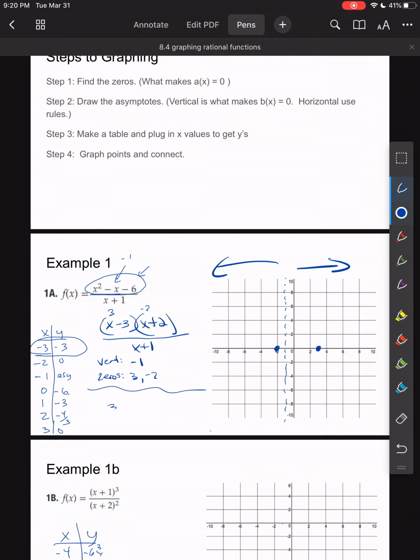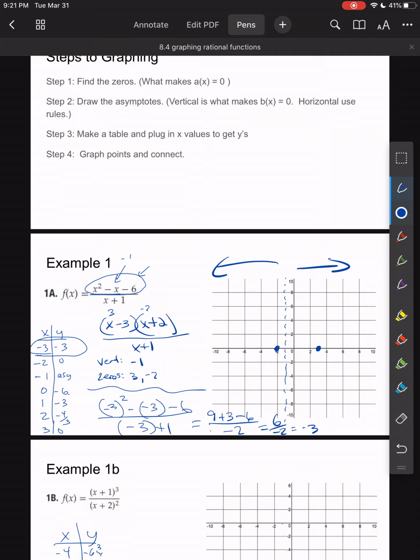So what I did was I just plugged it in. So (-3) squared minus (-3) minus 6, over (-3) plus 1. Notice how I use parentheses. When I do this out, (-3) squared is 9. 9 minus -3 is 9 plus 3 minus 6. Okay, and then my denominator simplifies to -3 plus 1, which is -2. Okay, so 9 plus 3 is 12. 12 minus 6 is 6. So we have 6 over -2, which equals -3. That is how I got the -3 in the chart.